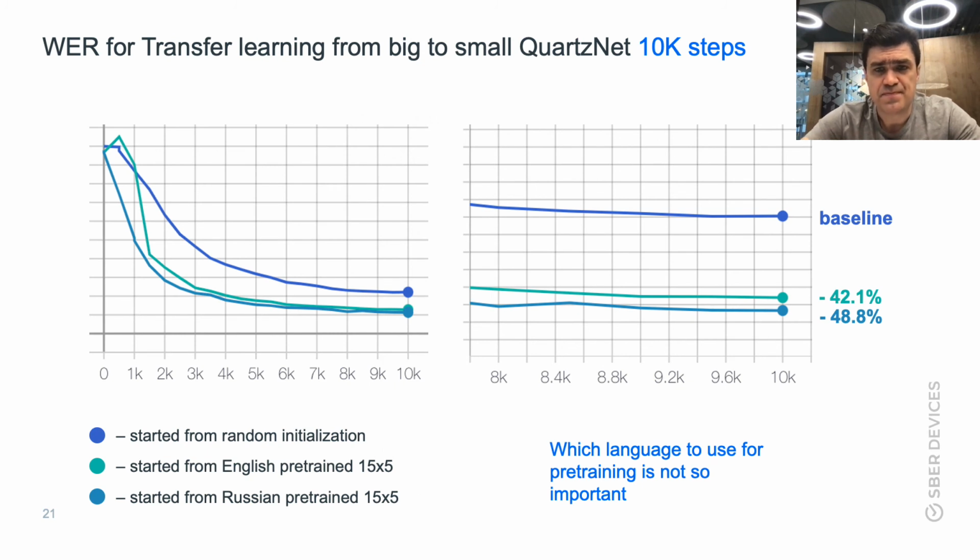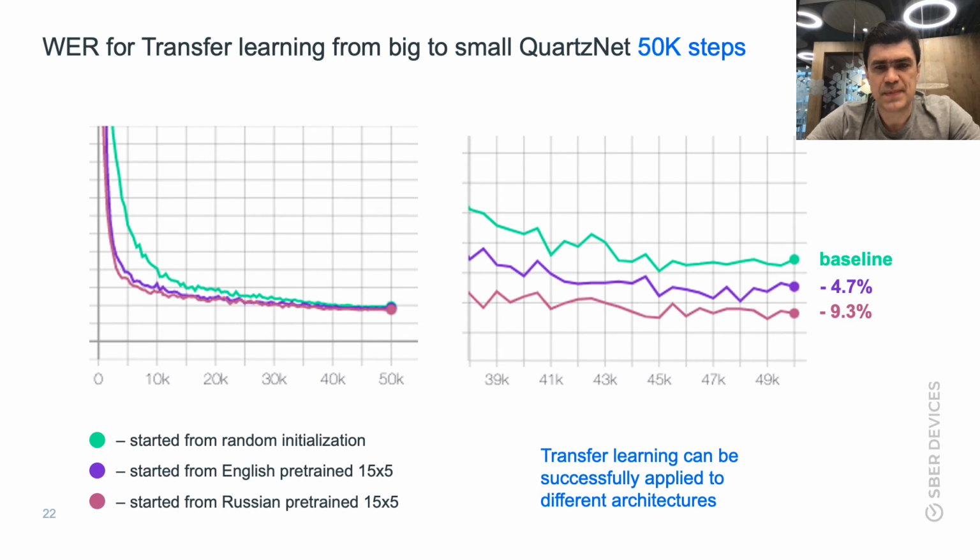The results are the following. On the 10,000 steps, a performance of model started from English and Russian pre-trained weights becomes much better than trained from scratch. Word error rate value is almost 2 times less than baseline. It means that it is not so important which language to use as a starting checkpoint.